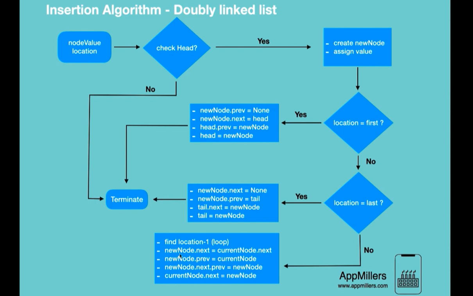Then we need to create a reverse link between new node and current node. So we are setting the new node's previous reference to current node. So with this we are creating a reverse link between new node and current node. Then we need to create a reverse link between next node and new node. And we know that now new node's next reference is next node. So by setting its previous reference to new node, we are creating a reverse link between next node and new node. Then we need to create a link between current node and new node. By setting the current node's next reference to new node, we can create a link between them.